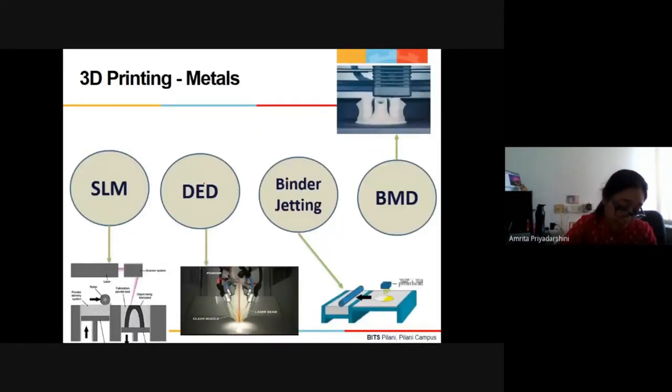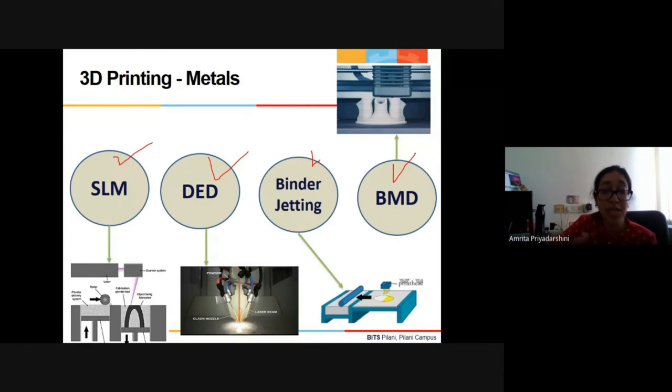Then coming to metals. One is polymer printing, and now what we can see is 3D metal printers, one of the upcoming areas. Already a lot of components are being printed. We have different types, like selective laser melting, direct energy deposition, binder jetting, and bound metal deposition. These are different techniques related to metals. You must be aware of these names, like what is selective laser melting. They are classified based on how you are depositing the material and in what form the material is deposited.